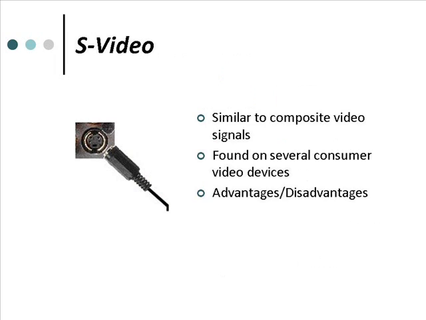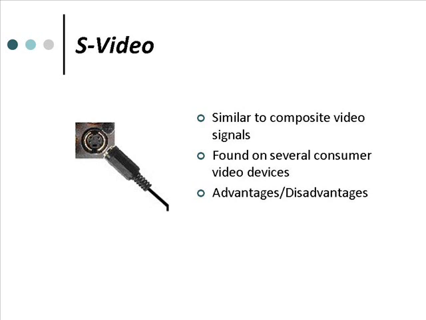S-video. S-video signals are similar to composite video signals with one crucial difference. In S-video, luma and chroma information are carried on different wires. This is why an S-video cable has 4 pins, one pair for the chroma signal and the other pair for the luma. S-video can be found on a number of consumer video devices, including many recent television receivers, DVD players, digital camcorders, and high-end VCRs.